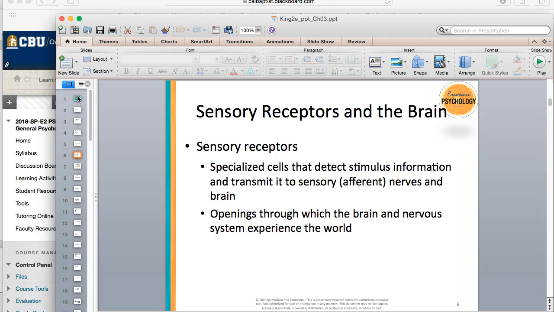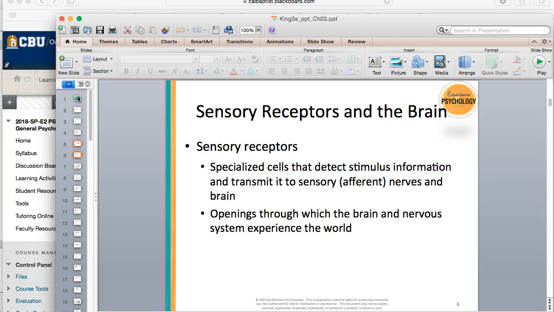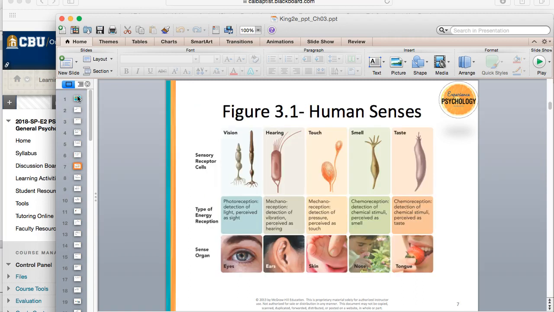Sensory receptors. Sensory receptors are specialized cells that detect stimulus information and transmit it to sensory afferent nerves and to the brain, as well as openings through which the brain and nervous system experience the world. So this is basically what I was talking about in terms of sensation, how your sensory receptors affect your brain and how you're experiencing and how you're processing and trying to understand or make sense of what's going on. So your sensory receptors are part of the process of sensation that help influence making sense of things inside your brain. So here's a diagram of human senses.